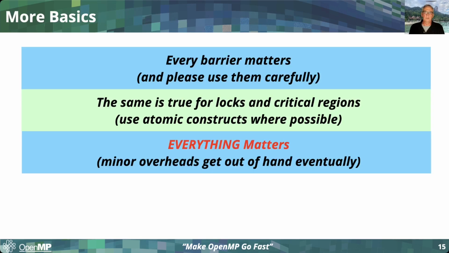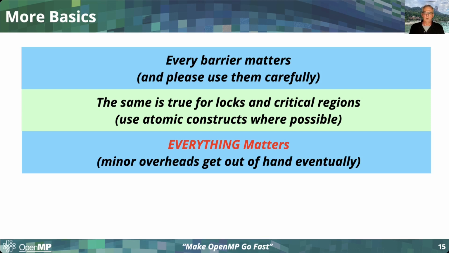So that's enough about barriers. They are important. You need them for correctness, but they do matter for performance. The same is true for locks and critical regions. Look into atomic constructs in OpenMP. OpenMP has quite a set of atomic constructs. They're more fine-grained. They take advantage of hardware instructions.